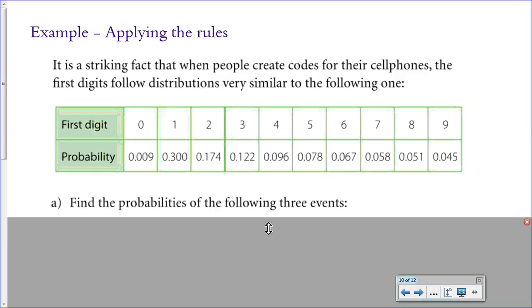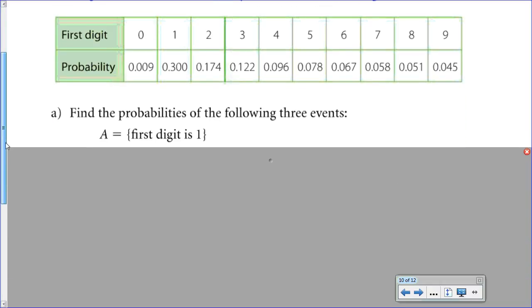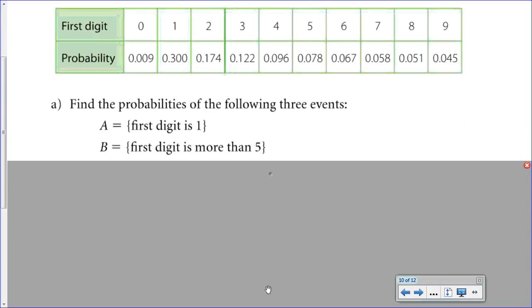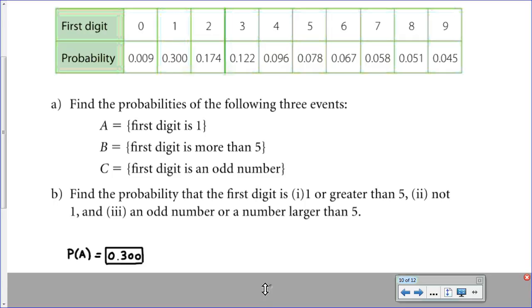Again, these are mutually exclusive because there's no way that the first number of your cell phone code could be two of these at the same time. It's going to be one thing from this table. So the probability of the first digit being 1 is just going to be 0.3. I actually have all these answers down below. It's a little bit disorganized here. There it is. The probability that the first digit is 1 is going to be 0.3. That's just from reading the table.